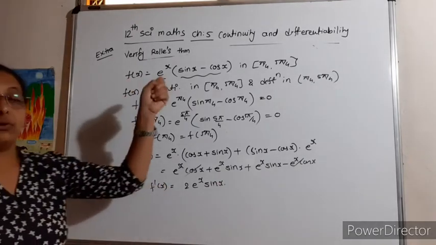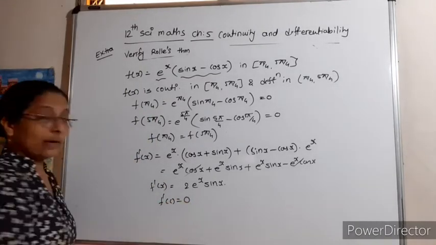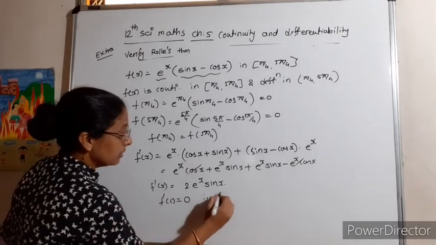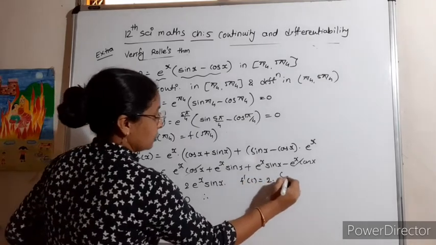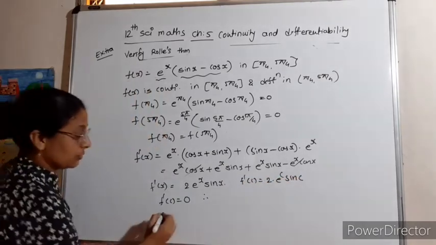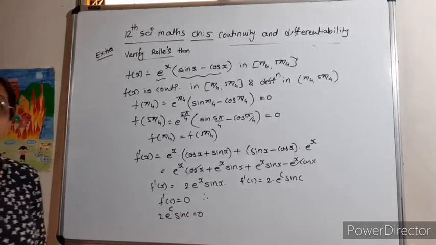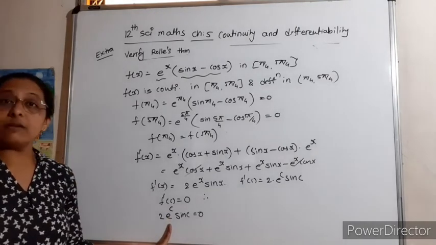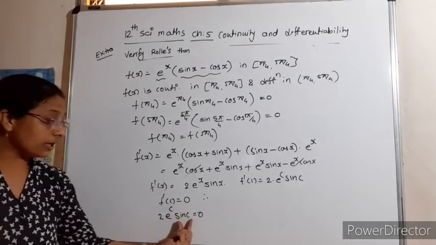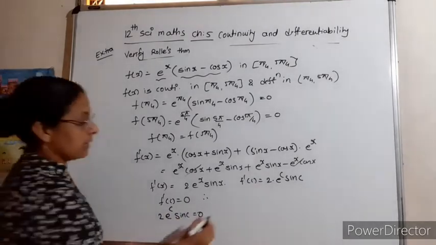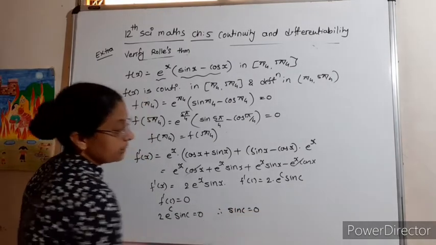You want to find the value of c. So now we will take f dash c is equal to 0. So here f dash c is what? 2e raised to c sin c. So here we can take 2e raised to c sin c equal to 0. But you know that exponential function is never 0. E raised to c की value 0 कभी नहीं होगी. That means what is 0 here? Sin c. And therefore we can say that sin c is equal to 0.